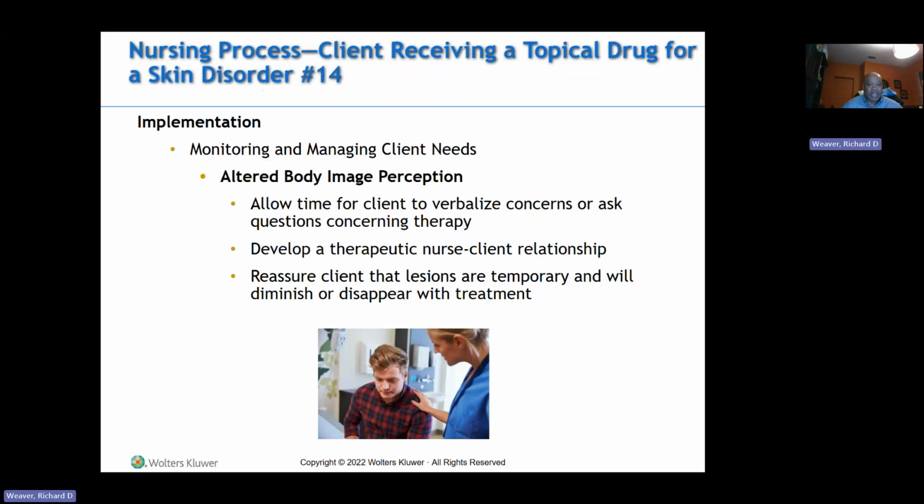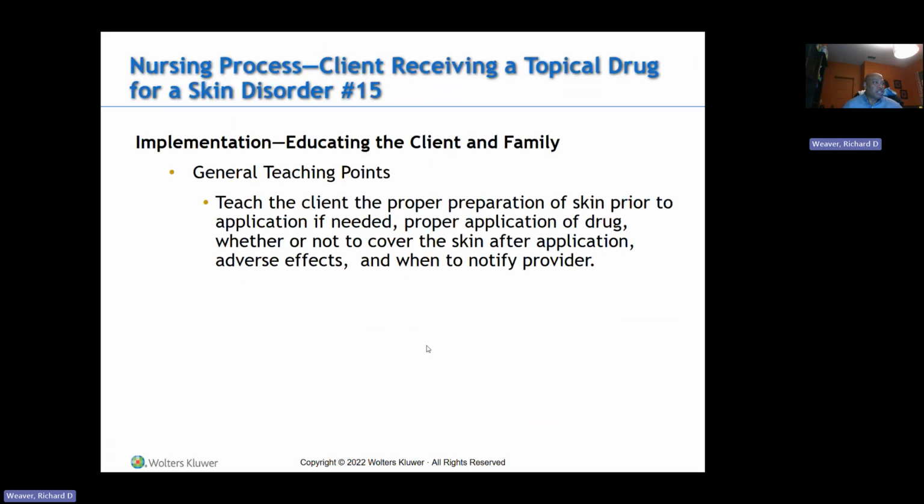In some cases, therapy may take weeks or months to heal, and so we need to make sure they understand this. And so I have this information provided for you as well. So take a look at that, because we do like to test nursing students on how we communicate with our patients.